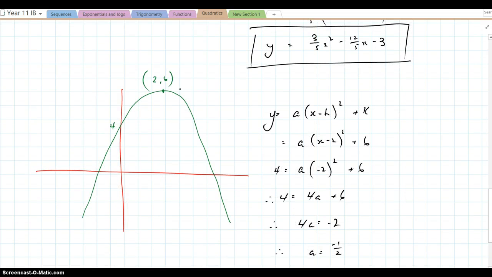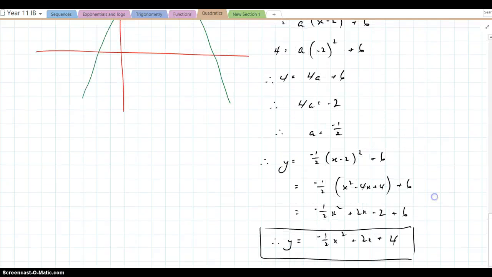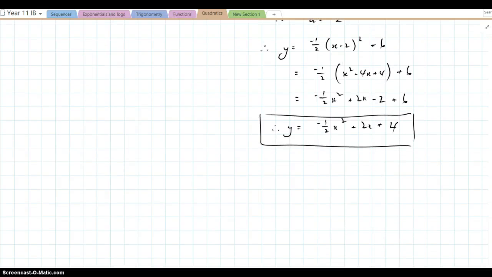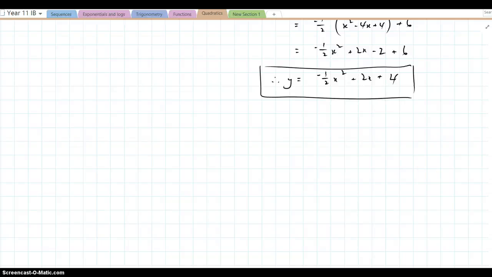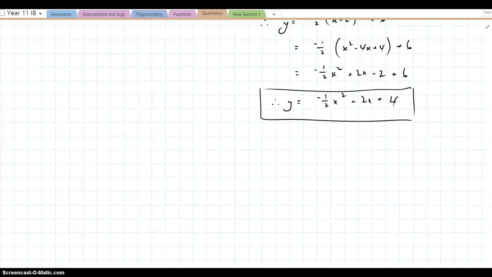Right, so if I'm given intercepts, I'll start with that factored form. If I'm given vertex, I start with the vertex form. If I'm just given 3 random points, then I will sub those 3 random points in, create some equations in y and x, and solve simultaneously, and the graphical calculator can come into play there as well. But I'll end the screencast there.